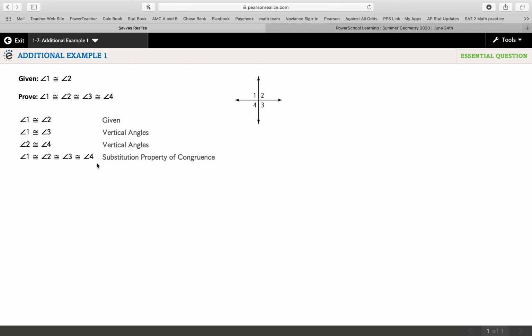Now, they call it the substitution property. You could also call it the transitive property, both of which would be true here. The substitution property and the transitive property are essentially interchangeable.